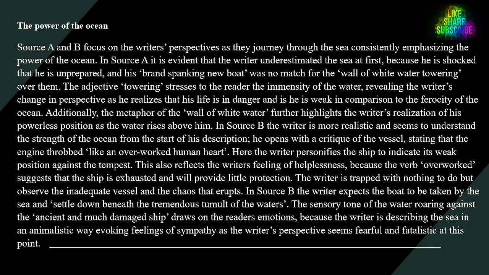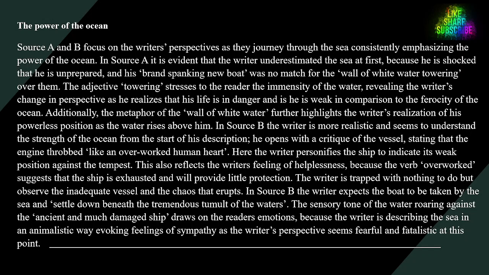Additionally, the metaphor of the wall of white water further highlights the writer's realisation of his powerless position as the water rises above him. In Source B, the writer is more realistic and seems to understand the strength of the ocean from the start of his description. He opens with a critique of the vessel, stating the engine throbbed like an overworked human heart. Here, the writer personifies the ship to indicate its weak position against the tempest. This also reflects the writer's feeling of helplessness, because the verb overwork suggests that the ship is exhausted and will provide little protection. The writer is trapped with nothing to do but observe the inadequate vessel and the chaos that erupts.